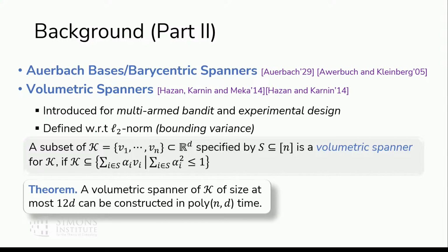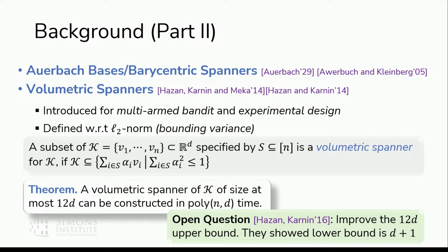So, to define it more formally again, we are given a set of points, V1 to Vn, and we would like to find a subset of them specified by S, the indices, such that all points can be written as a linear combination of just the points in the spanner, and the L2 norm of the coefficients is less than 1. Good. And what they showed is that for any set of, let's say, n vectors, you can find at most 12 times d basis vectors in time polynomial in n and d. Okay, and actually they show some existential result for any convex body. They can efficiently compute it, but even for the more general case, they can show that there exists such a basis.